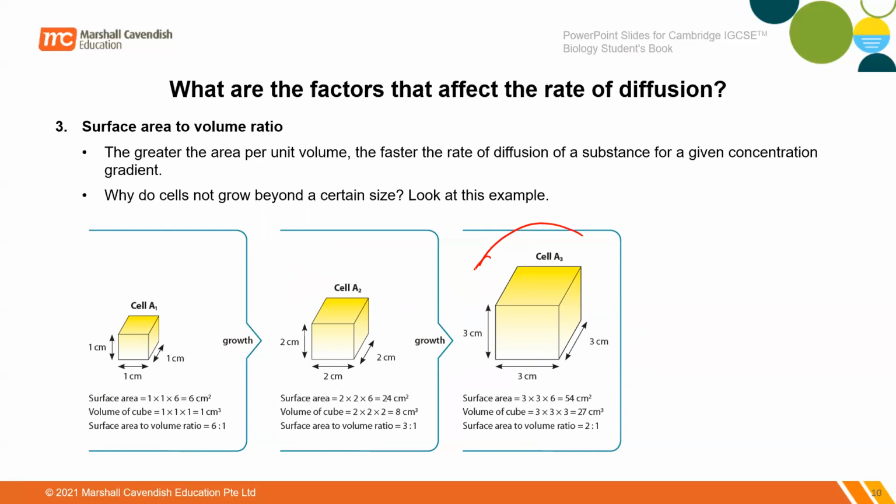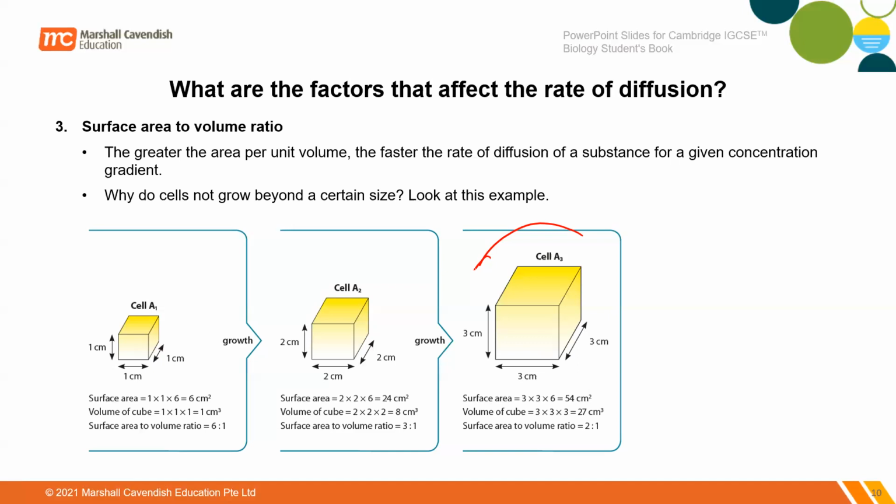So the greater the area per unit volume, or the higher the surface area to volume ratio, the faster the rate of diffusion of a substance. Let's go through this example to understand.